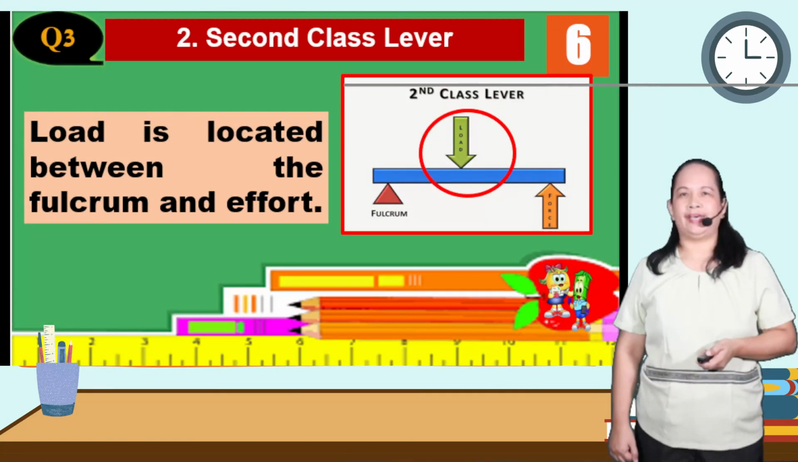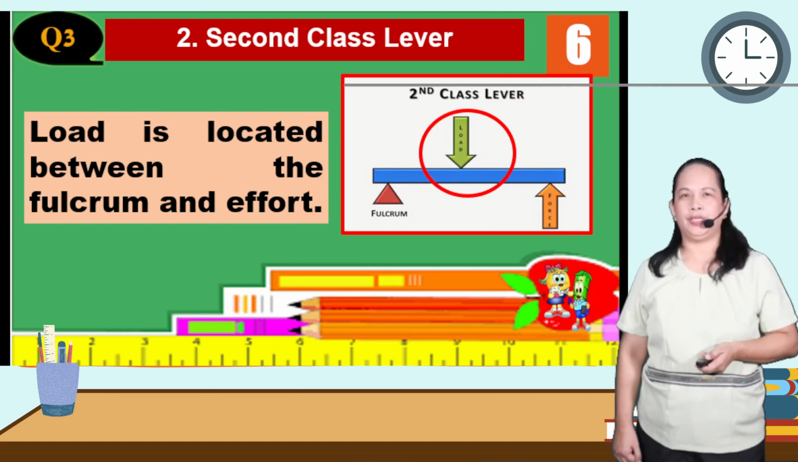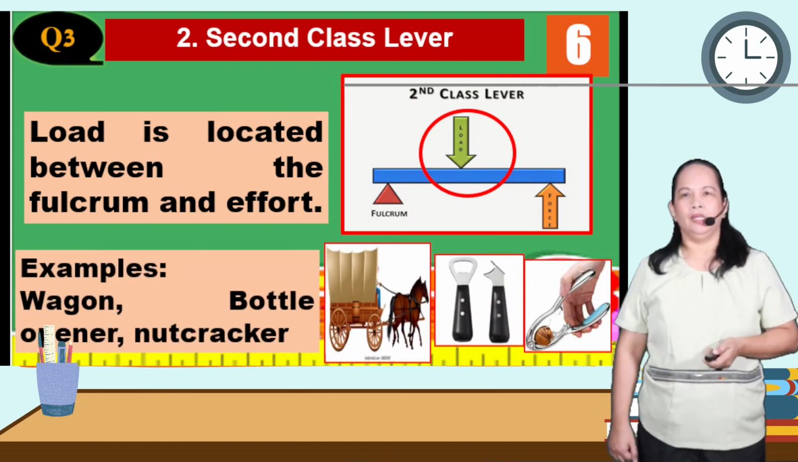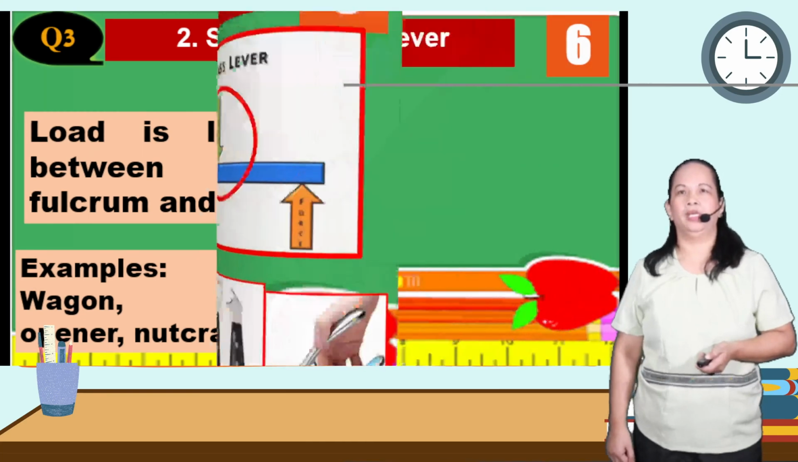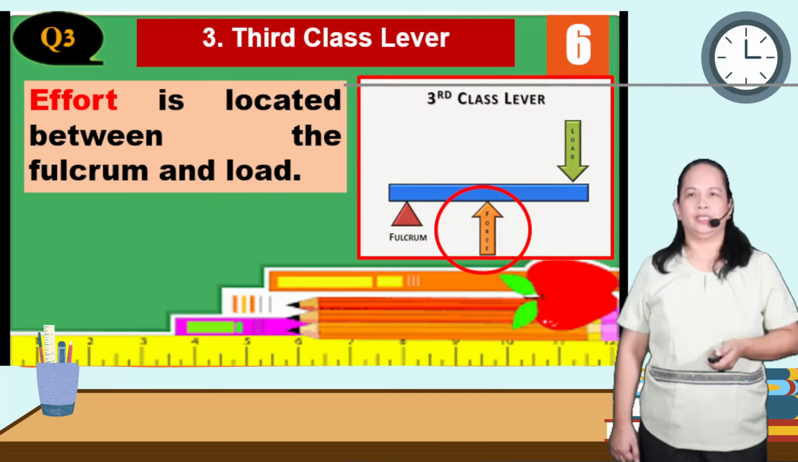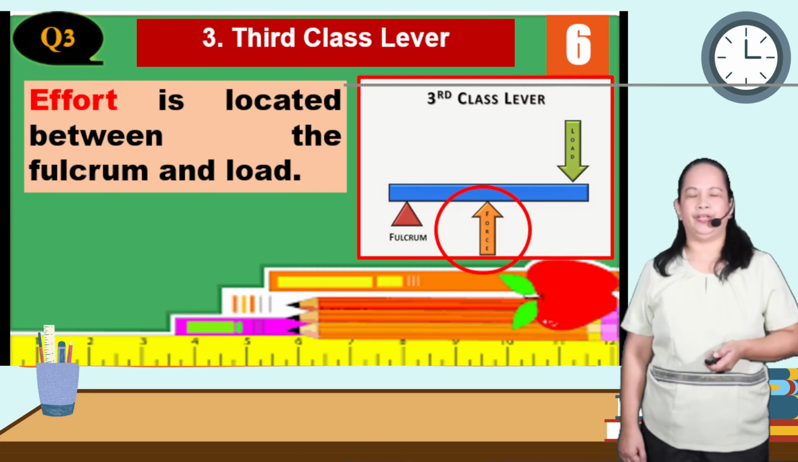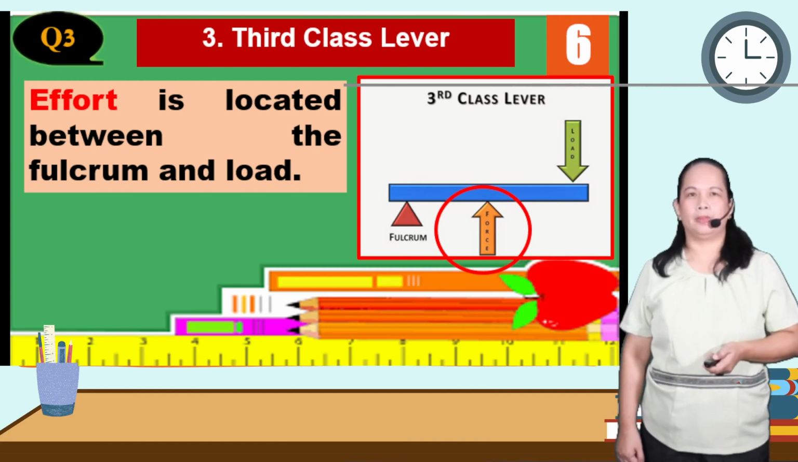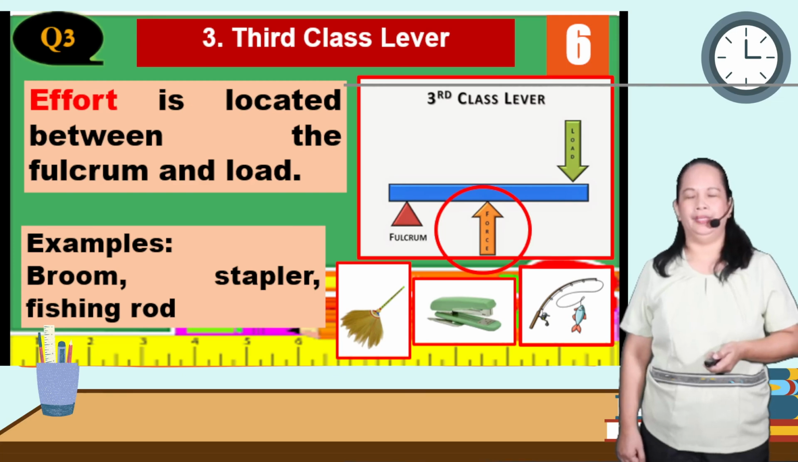Next, we have the second class lever. The load is located between the fulcrum and effort. As you can see, the load is at the center in the picture. The examples of this second class lever are the wagon, the bottle opener, and the nut cracker. Okay, the third class lever is when the effort is located between the fulcrum and load. As you can see in the picture, the effort is in between the fulcrum and the load. Here are the examples: the broom, stapler, and the fishing rod.